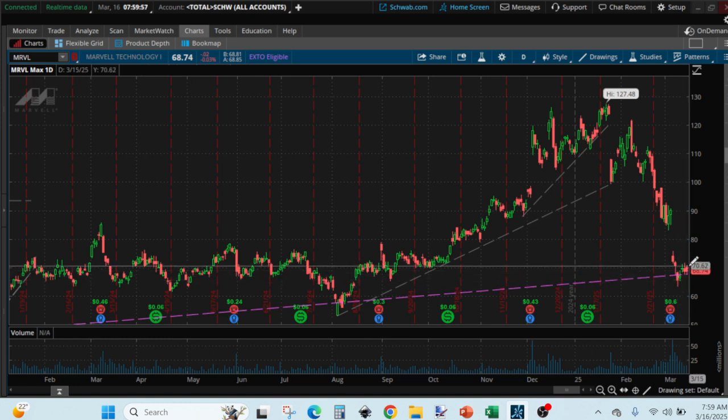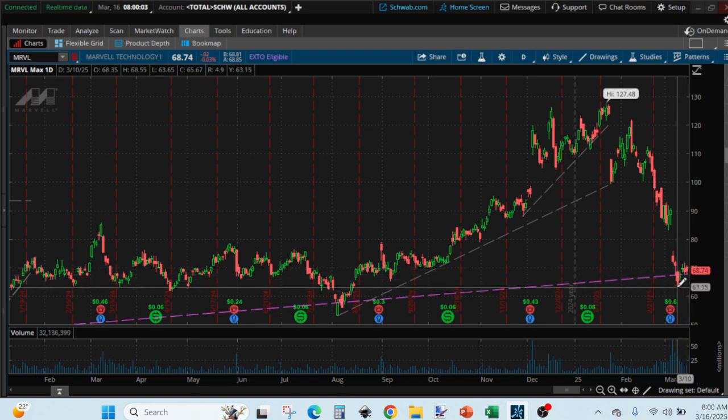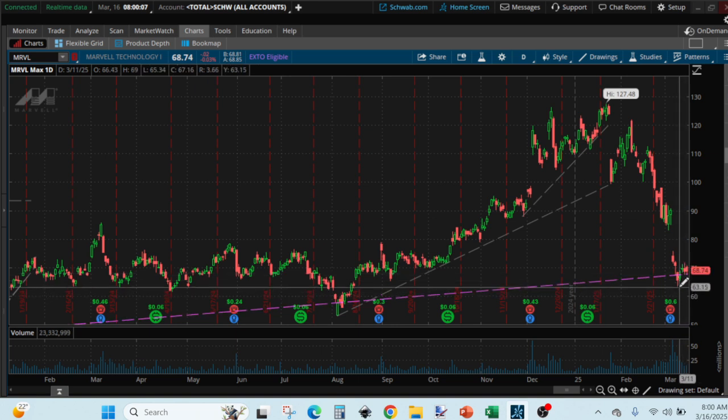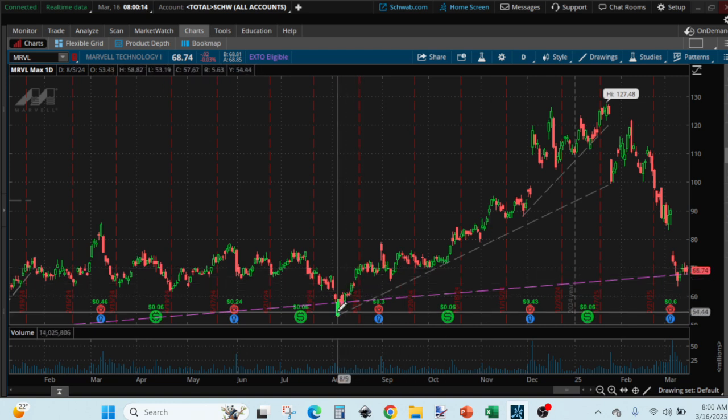So now seeing a green bar here, we cannot say for sure if this is the end of this pullback or not. But if that is the end of the pullback, this red is higher than this one, so we can say we have one higher low there. And at this trend line, let's see, it does not linger too much there.